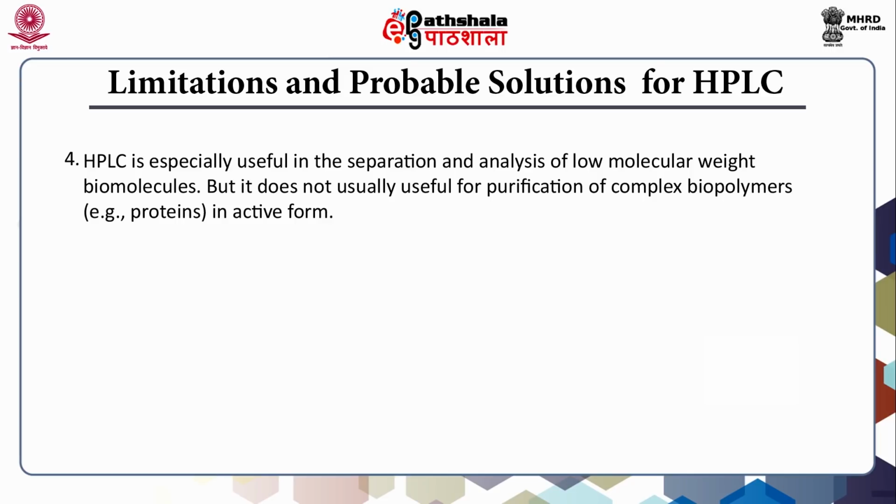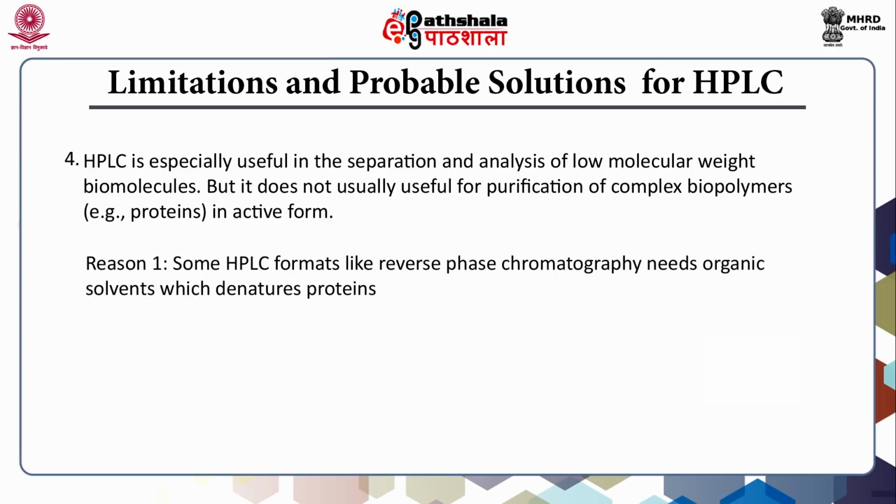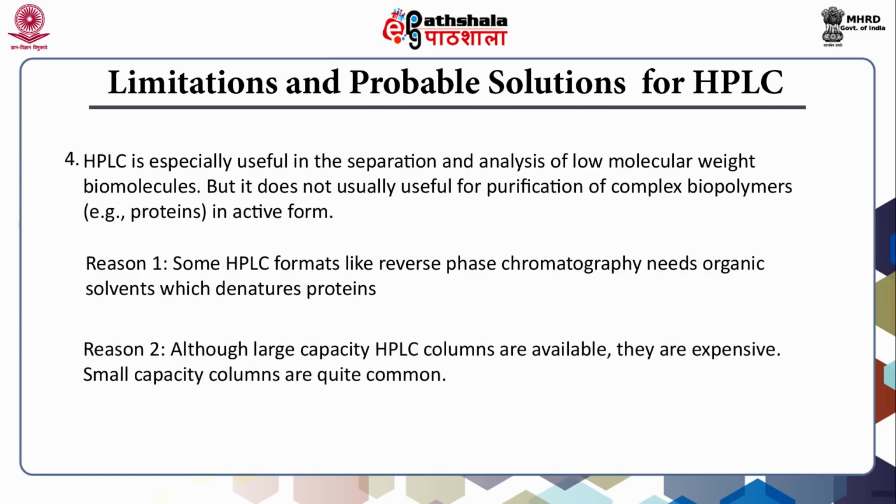What are the reasons for it? The first reason is that some HPLC formats like reverse phase HPLC need organic solvents. These organic solvents denature the proteins. That is why we may not get the active form of the proteins by this particular chromatography. Another reason is, although large capacity HPLC columns are available, they are very expensive. So, small capacity columns are quite common.